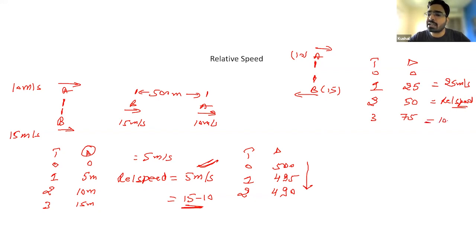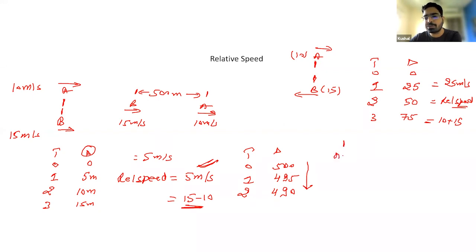That's the sum of 10 and 15, which is 25. So if they're moving in the opposite direction, I'm going to take the sum of the two speeds as the relative speed. Now, once again, over here the distance was increasing. Is it necessary? No, it is not necessary. If they're moving in the opposite direction, the distance may reduce as well.